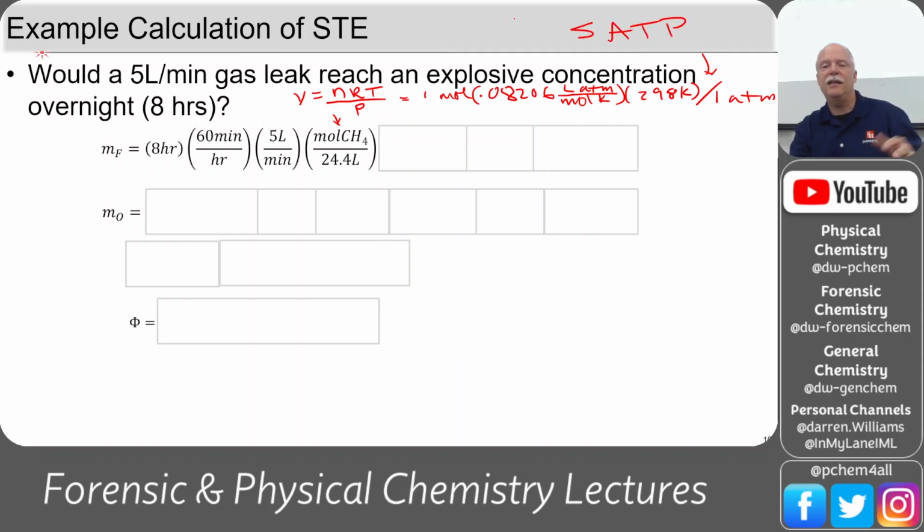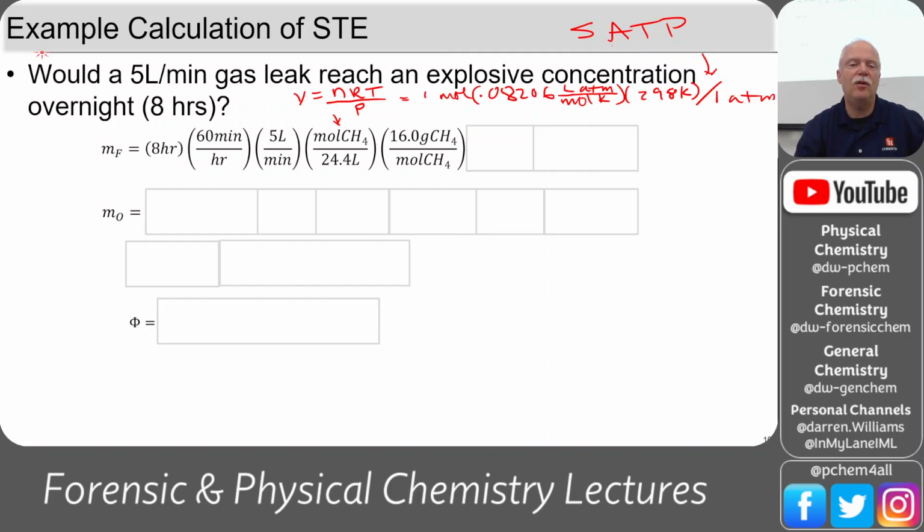STP is at 0 C or 273 Kelvin, not 298 Kelvin. So that's why it's 24.4 and not 22.4. 22.4 would be STP. This is SATP, ambient. All right, so that's our mole. That's the number of moles, and the liters have canceled.